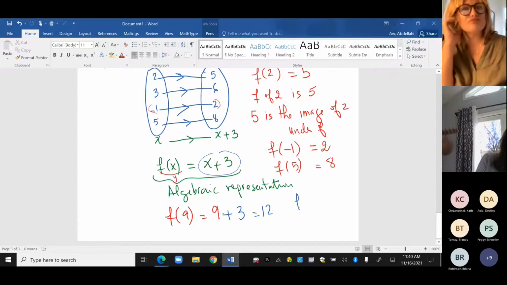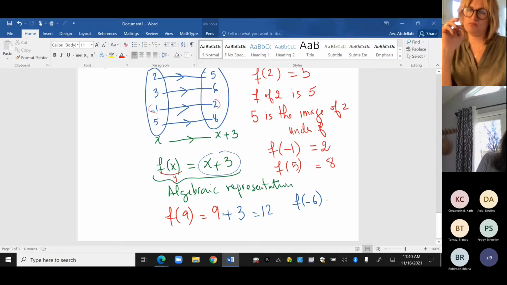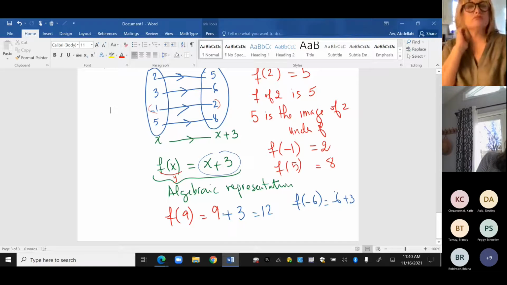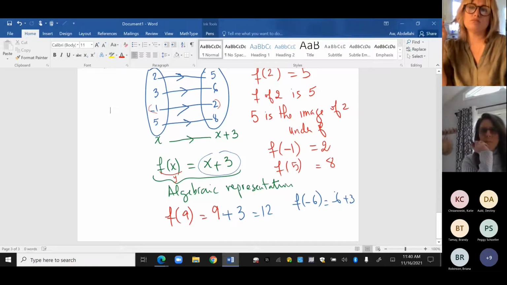If he asks you what is f of negative 6, what do you do? You substitute x with negative 6. It will be negative 6 plus 3. You see, the plus 3 doesn't change. The only thing I change is x, right? It's going to be negative 3.